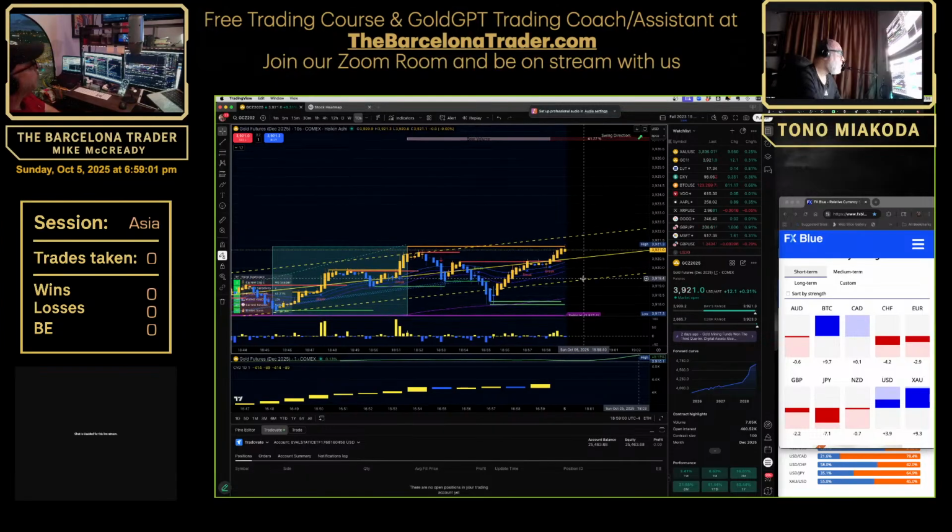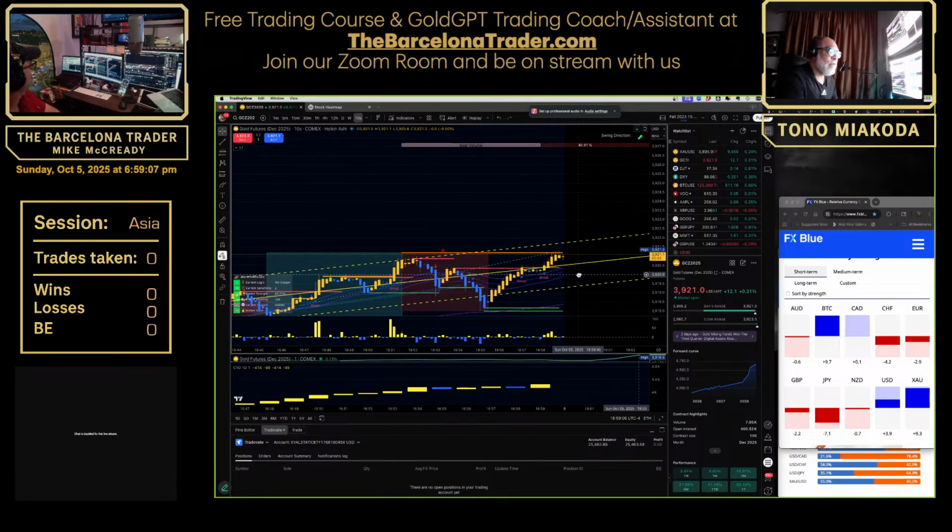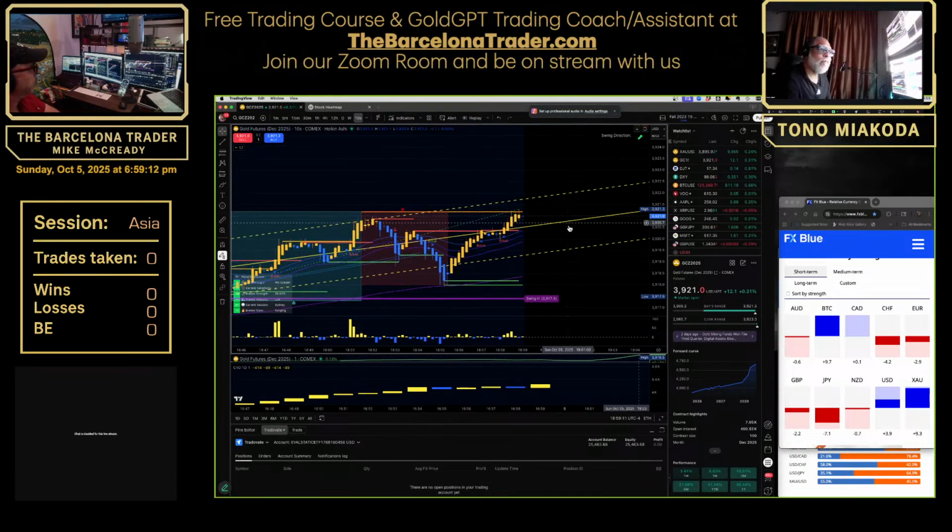Started to do before. Just give me that one pip or so. It's doing, it seems like it's gonna do the exact same thing again. Reverse a little bit. 7 o'clock candle here in 45 seconds.